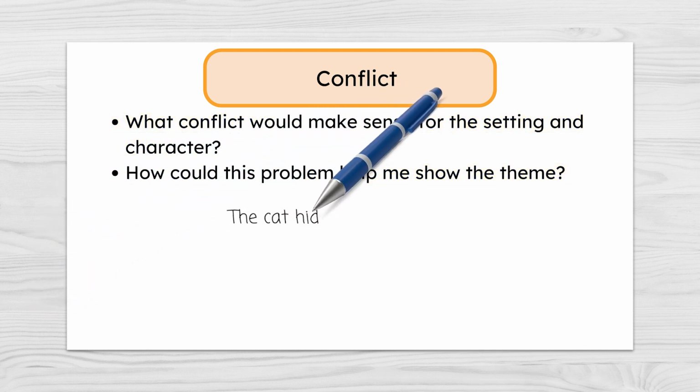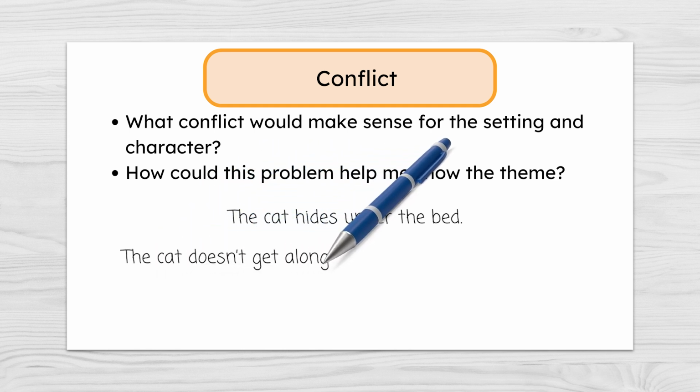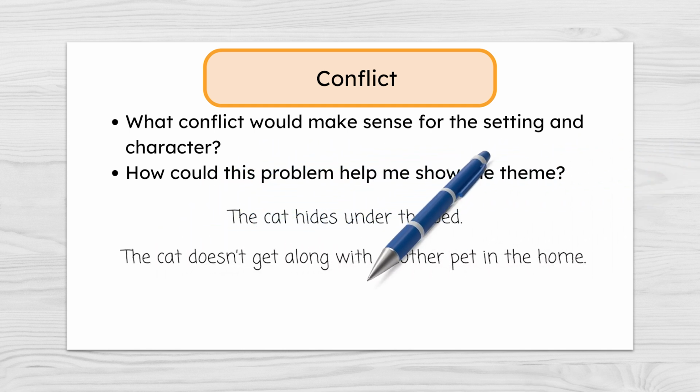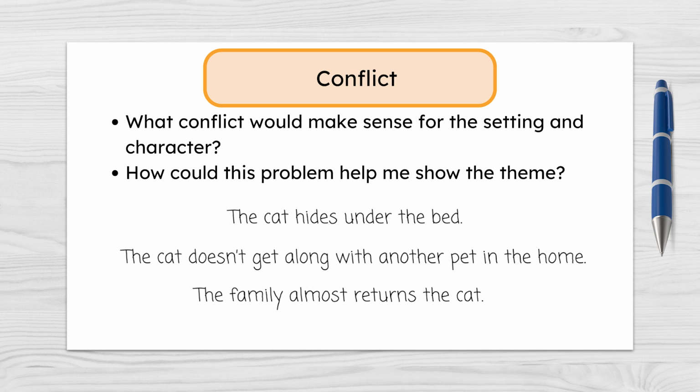Maybe the cat hides under the bed and won't come out. Or the cat doesn't get along with the family's dog. Oh, it could be the family thinks about taking the cat back to the shelter. Any of these would help me show that the cat is having a hard time trusting others. But with love and care, things could change. I'm going to pick the family already has another pet. That gives me more to work with later when I think about the ending.